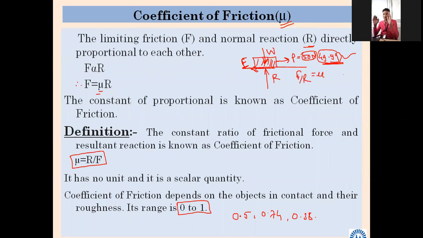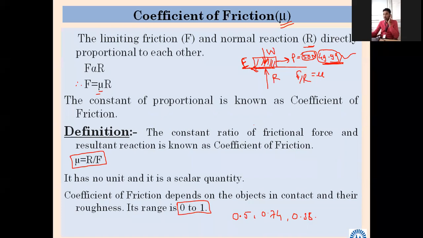The notation may be confusing. Sometimes we take it as the resultant, sometimes as the reaction. So don't be confused. Be conceptual. What is the coefficient of friction? The ratio of limiting friction and normal reaction. Normal means perpendicular. F upon R equal to mu. So its value will be 0 to 1. Next. Are you with me? Coefficient of friction.